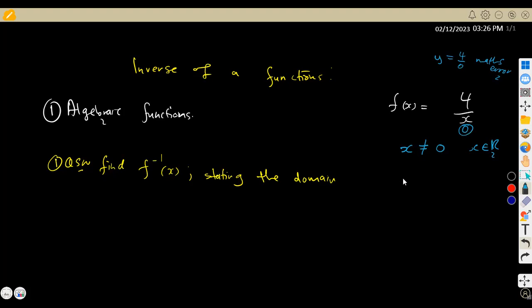Let's take for an example a square root. You are given, for example, f of x is equal to the square root of x. What you are simply asking yourself is, what limits the square root?